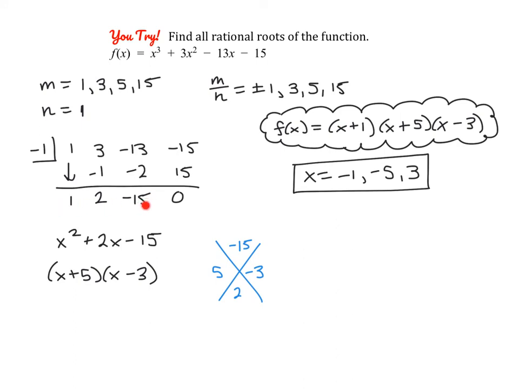And the remaining polynomial, x squared plus 2x minus 15, we can factor using magic x. So that gives us the last two factors, x plus 5 and x minus 3. So if these are our factors, our zeros are -1, -5, and 3.